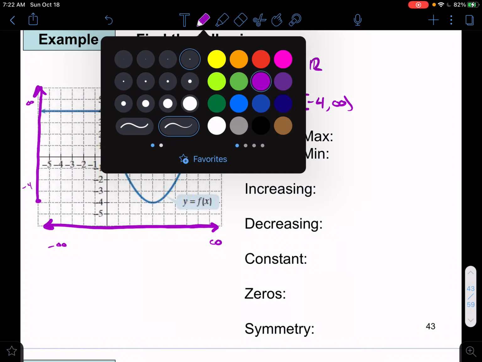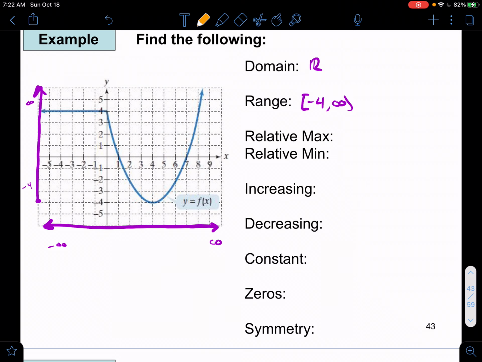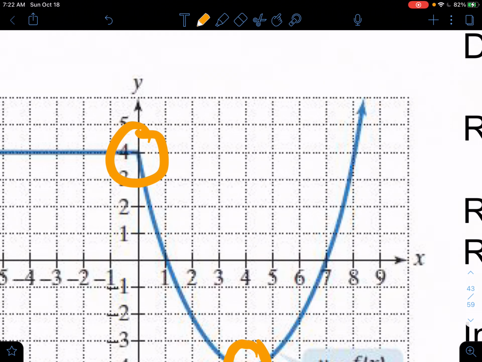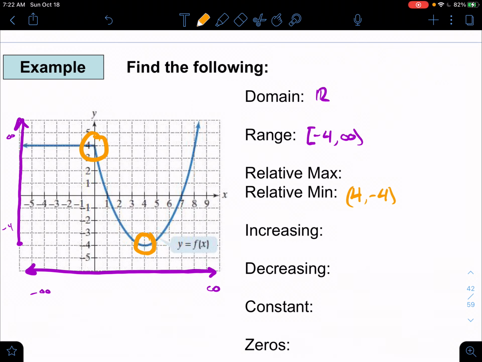Now, in terms of a relative minimum or maximum, we do have a relative minimum here. We do have a low point compared to everything else. That happens at 4, negative 4. But there is no relative maximum for this one. Since this has an arrow and keeps going, it's not a high point. And up here, this is not considered to be a high point either because we have points that are equally as high right next to it. So there is no relative maximum.